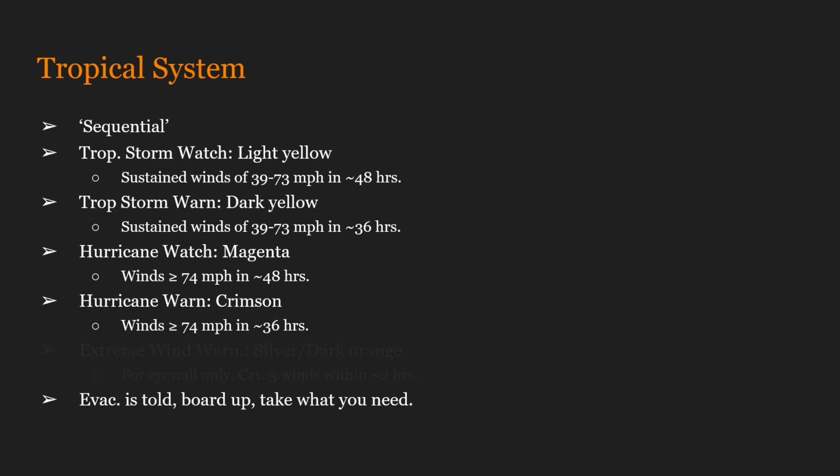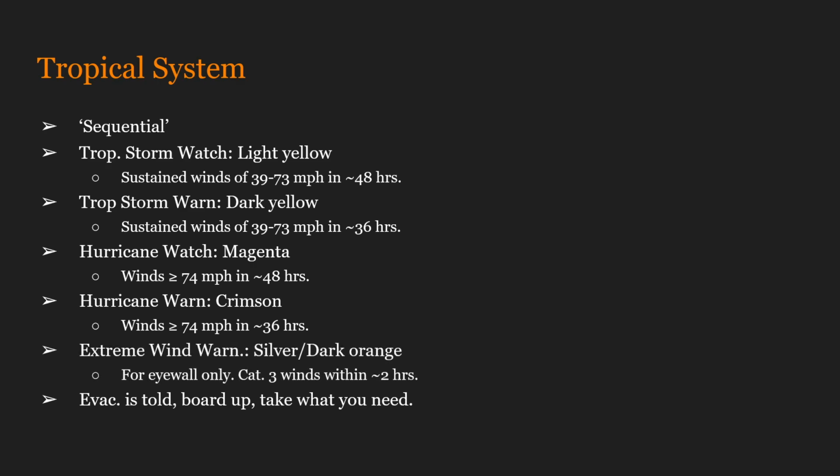And we do have one last one here. This is the extreme wind warning. The extreme wind warning is both silver and dark orange officially. I have seen both. These warnings are issued for the eye wall or the core of a tropical storm only. Well, in this case, it's going to be a hurricane. These are to warn you that there are going to be Category 3 winds within 2 hours.